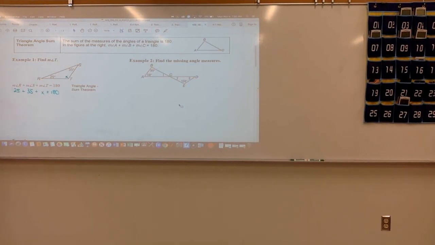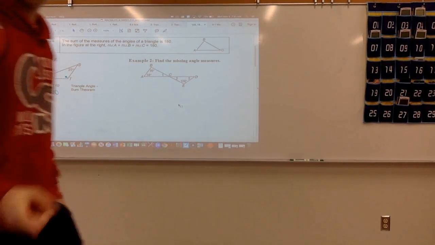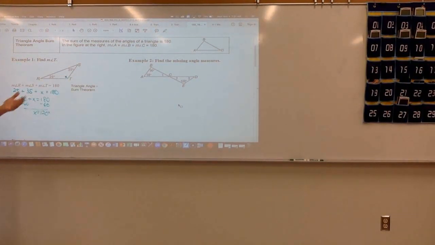Add these two together. Subtract the 60 over. We get that the missing angle is 120. Now obviously for something this simple, where we just have a missing angle, we could have just said it's going to be 180 minus 25 minus 35 to get that angle. But we're going to get into problems where this is an entire expression, or we have expressions for all three angles. So we do want to get in the habit of writing it out in an equation like this.